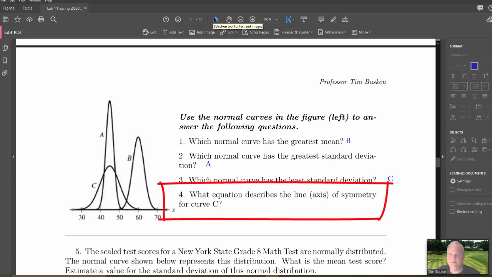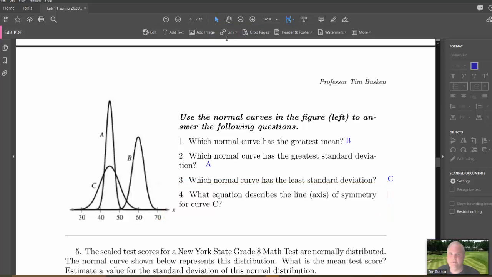And question 4, what equation describes the line of symmetry, or the axis of symmetry, for the curve C? The answer is the equation x equals 45, which represents a vertical line if you graph that in 2 dimensions. So the vertical line x equals 45 describes the line of symmetry.